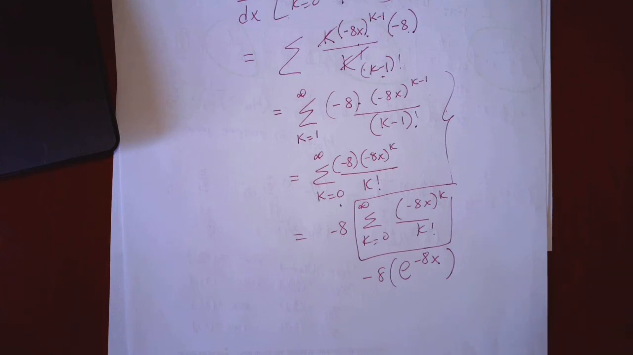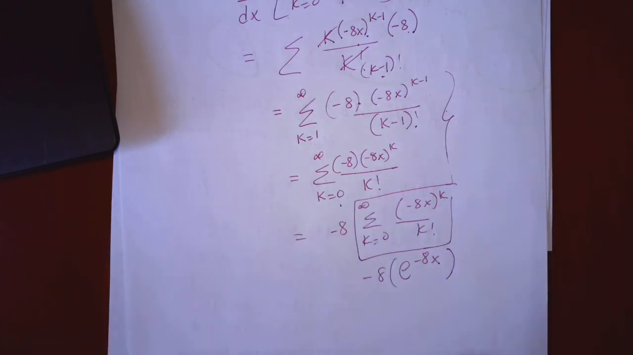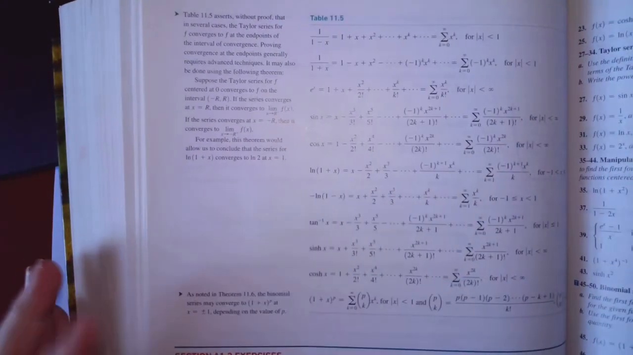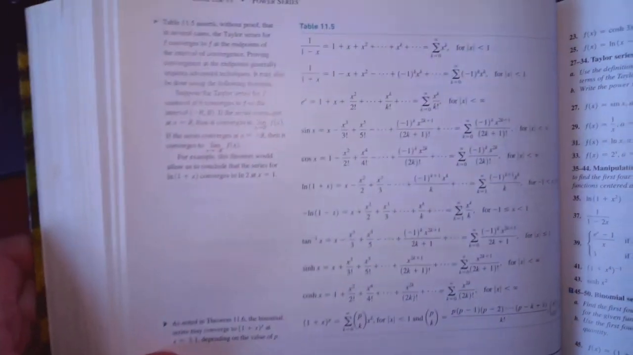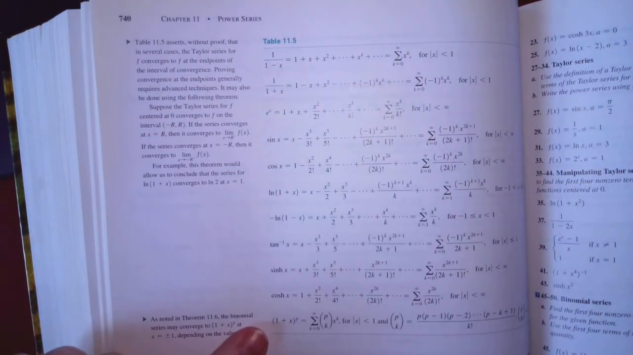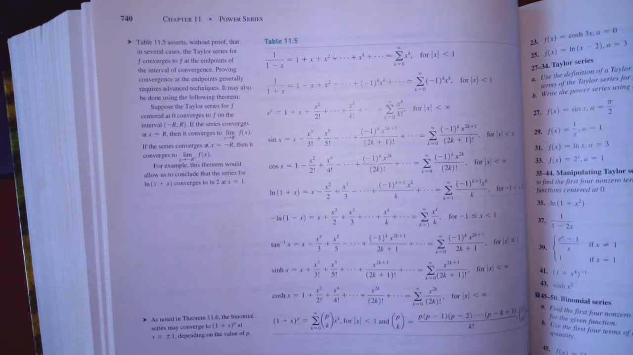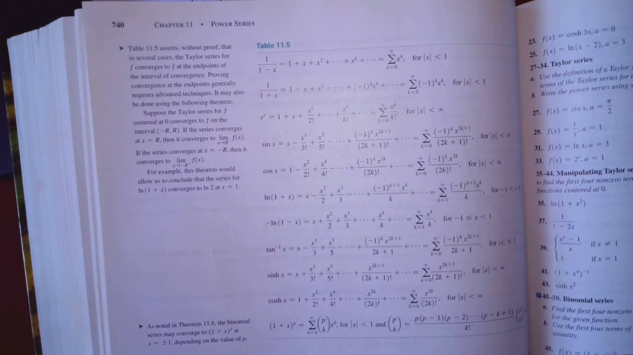Now notice, guys, how many of you actually have a hard copy of the text? It doesn't matter if you do or not. You have a copy of the textbook inside your multimedia library. So even if you don't have a hard copy of the text, you have this page inside the multimedia library. Notice on page 740, they've given you a list or a table of some of our more common power series representations.